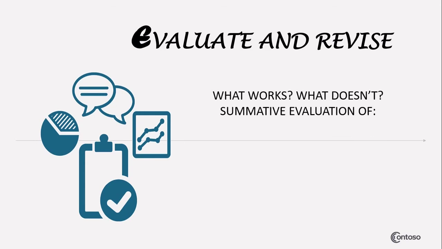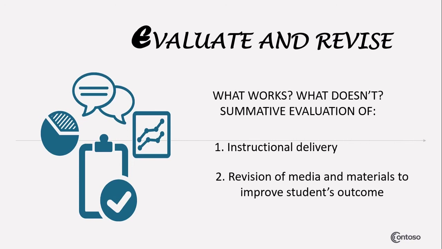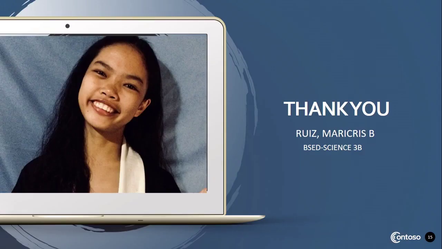Here, we try to know what works and what doesn't. Then, the summative evaluation includes the instructional delivery and the revision of media and materials to improve students' outcomes. Now, by applying those 6 steps of the ASSURE model, we will be able to come up with a great lesson plan, enabling us to deliver a great lesson to our students in the learning process.